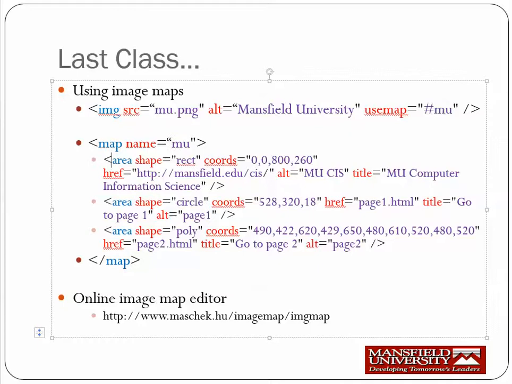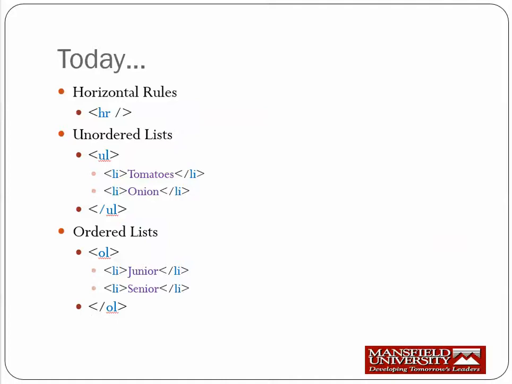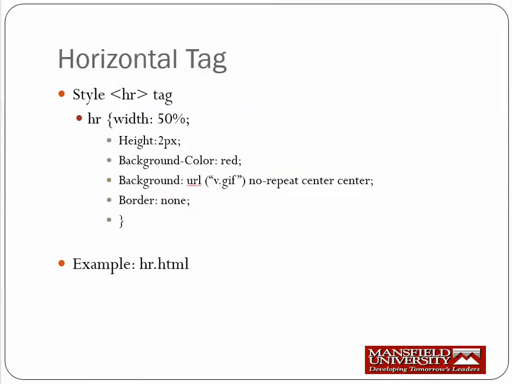And we have our area, shape, and rectangle or circle or poly. We have coordinates, and we have our hyperreference. We have a title. We can use the online tool to get the coordinates. Today we'll learn something about the horizontal line, and the unordered list and the ordered list. So what's that? First, let's try the HR tag.